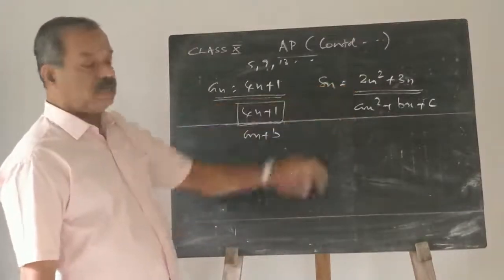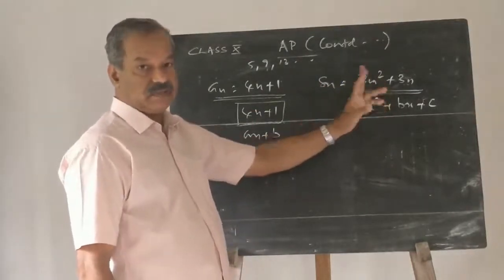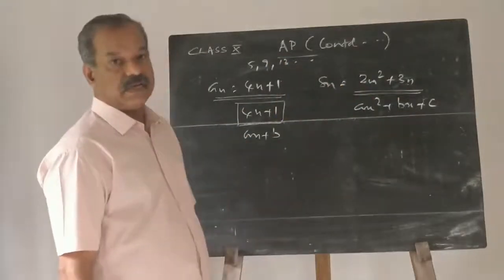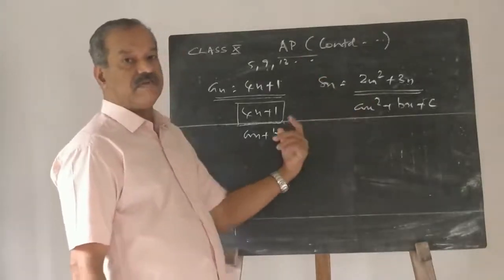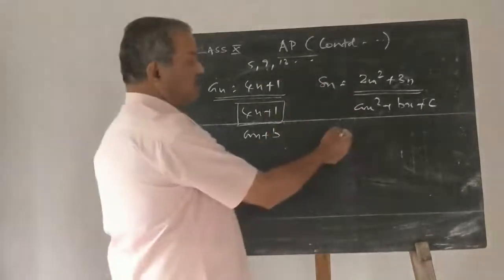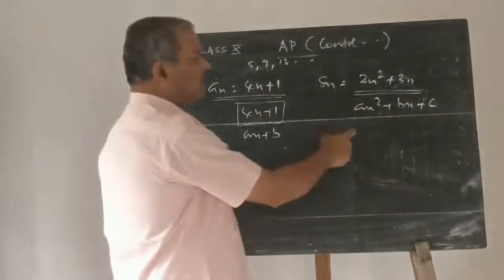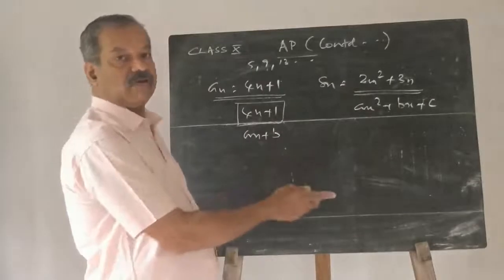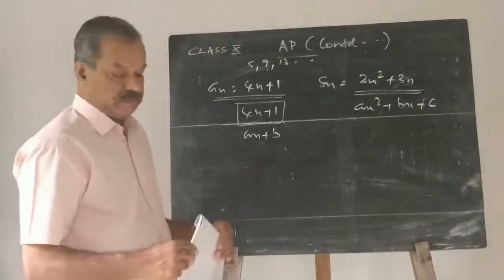Now, from the sum of n terms, replace n by 1. We get the first term itself. S1 is the same as the first term. Replace n by 2. We get the sum of the first and second terms, and we can find the second term by subtracting the first term from S2, and the third term also. Or otherwise, if we have A1 and A2, we can write the third term by adding the common difference to A2 to get A3. How will you find the common difference? A2 minus A1 is the common difference. So that can also be done.